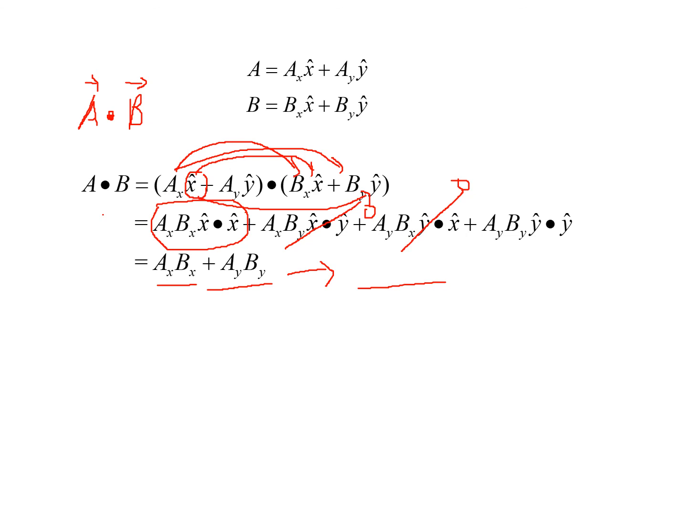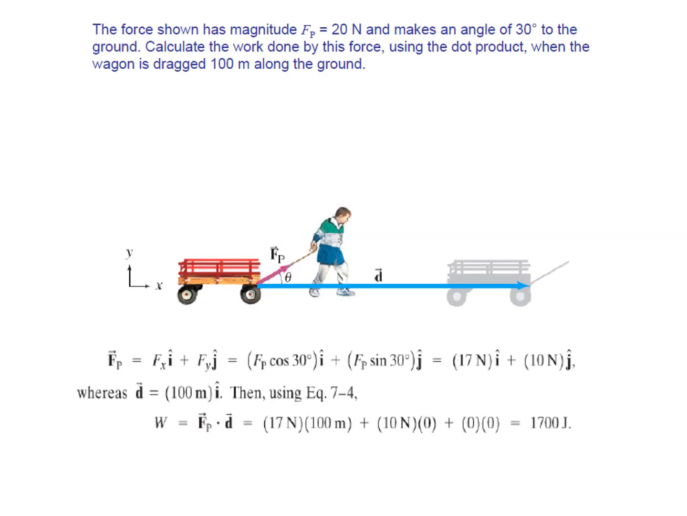So vector a dot vector b, you will get a scalar. What does it mean by scalar quantity? A scalar quantity has magnitude only.